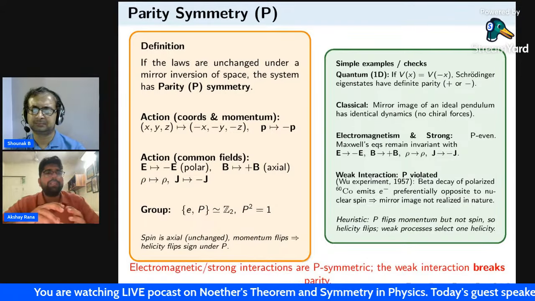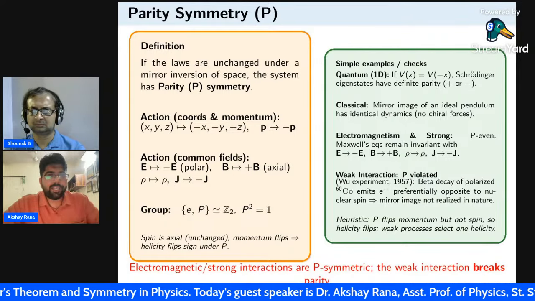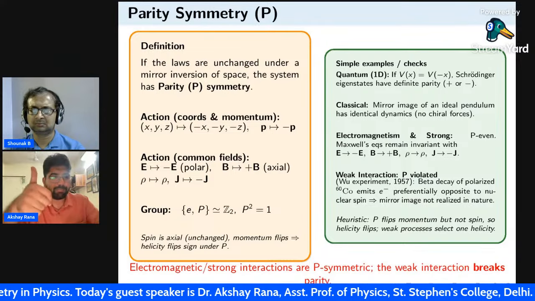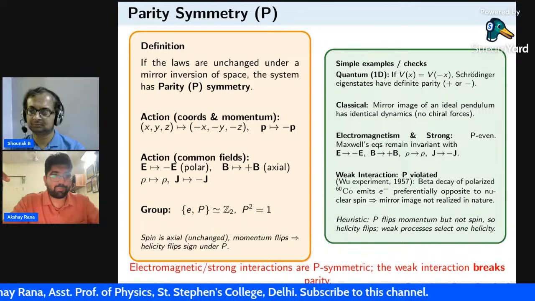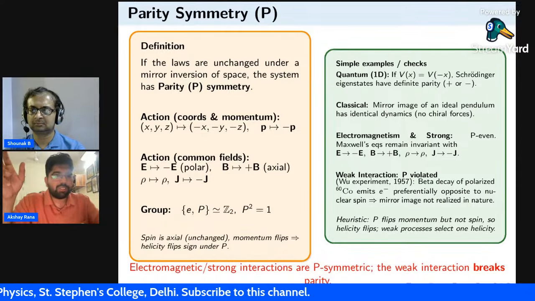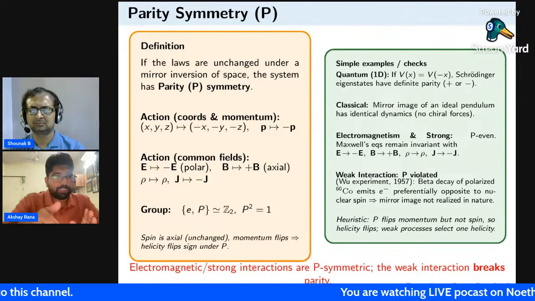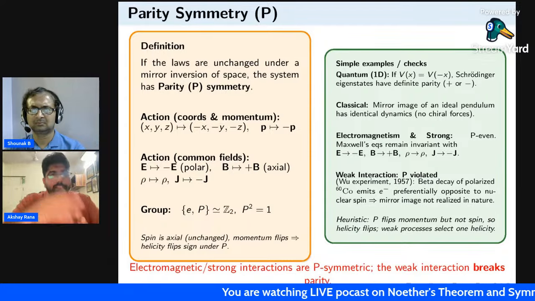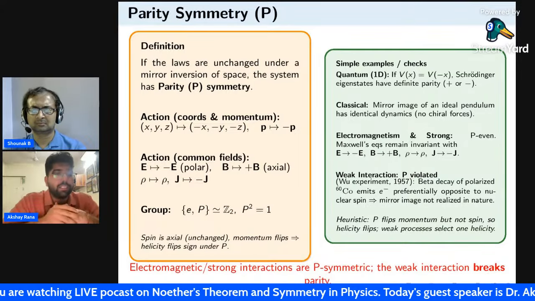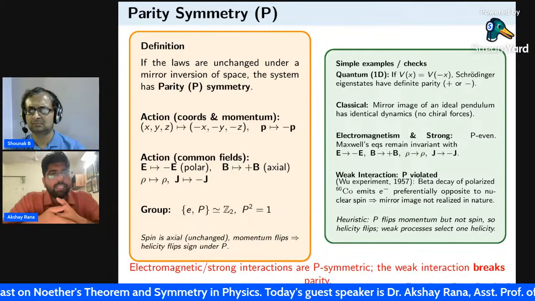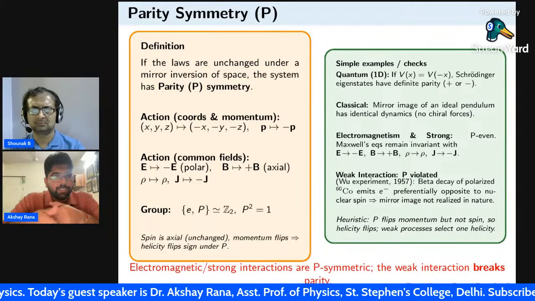So when you make a parity transformation in the Maxwell equations, the electric field is going to be -E because it's a polar vector. But the magnetic field will remain the same, B will remain B, because it is an axial vector, or pseudovector. So the electric field goes E to -E, B to B, and rho will remain rho. But J, the current density, is J equal to rho V. It depends on velocity, so if x, y, z change sign, the velocity will become -V. So J will also become -J.